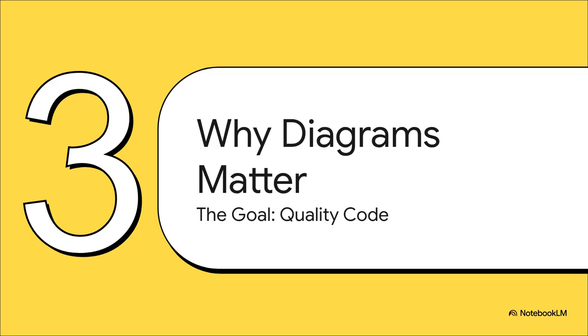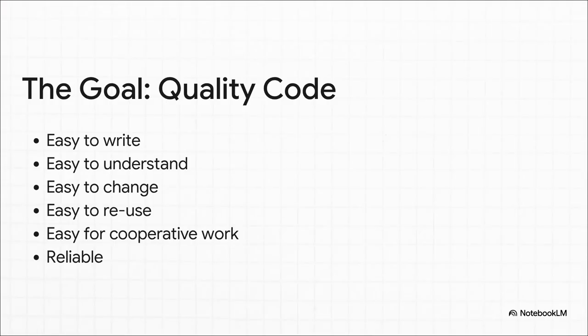Okay, so you might be thinking, this sounds like a lot of work. Drawing all these detailed diagrams, why bother? What's the ultimate goal here? Well, it's actually pretty simple. It all boils down to one thing: quality code. So what do we even mean by quality code?